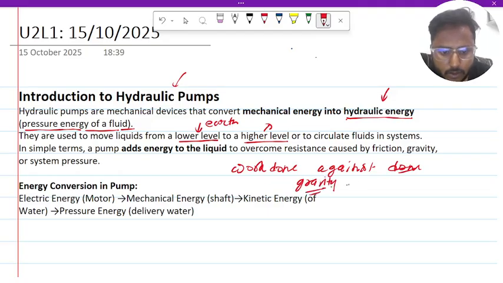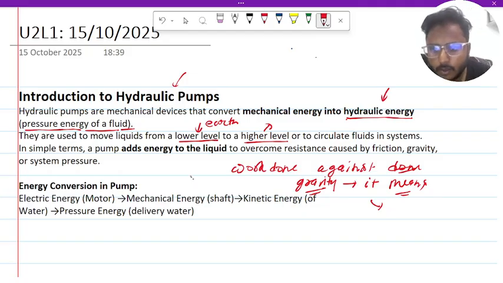So gravity is nature. If we do anything against the gravity, it means we must do work on the system. It means the hydraulic pumps are work consuming devices, work consuming devices, which we have discussed already in the short form, WCD. So how the energy transforms from the electrical energy to the pressure energy, we will discuss one by one.